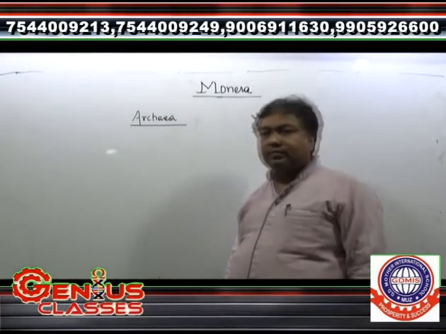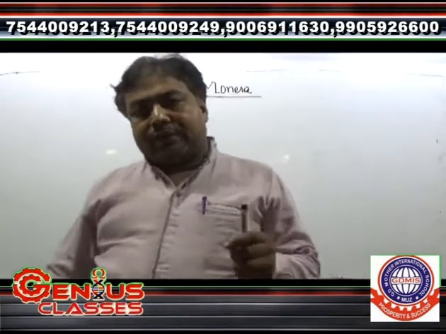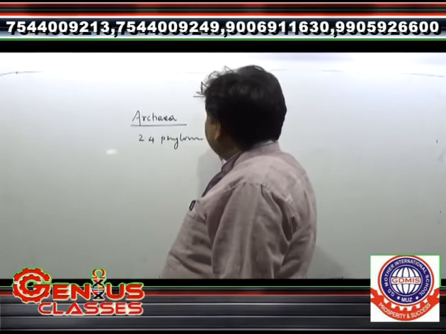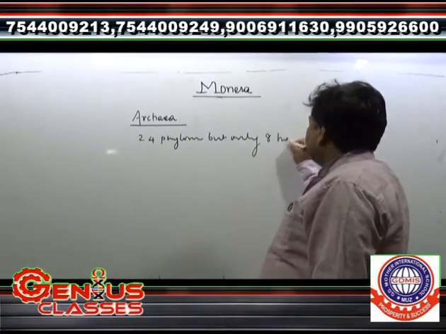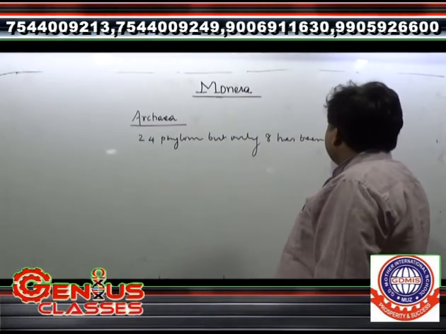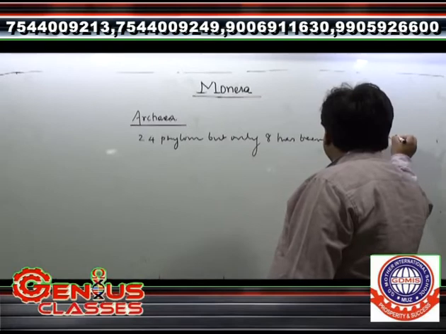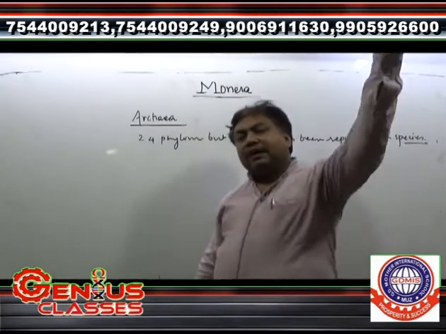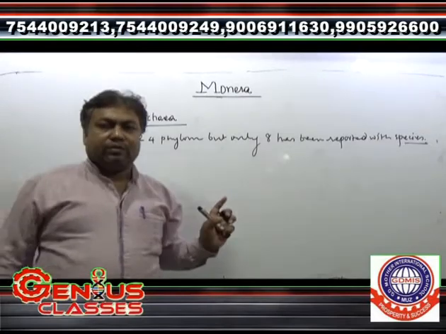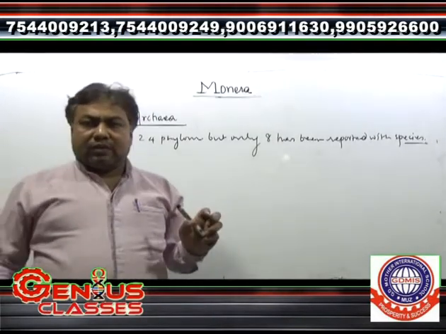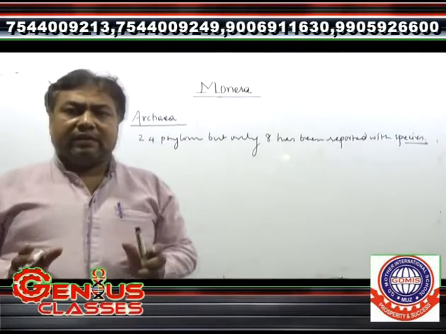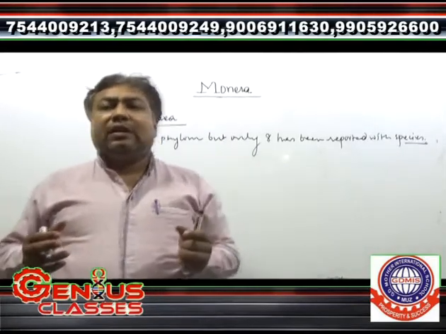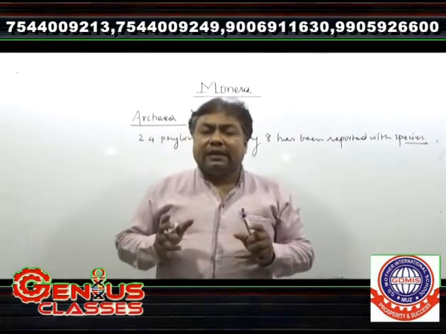Archaea, as we have said, has more than 24 phyla, but only 8 have been reported with a species. They are autotrophs as well as heterotrophs. Most groups of Archaea are categorized on the basis of their nature and the environment they live in.